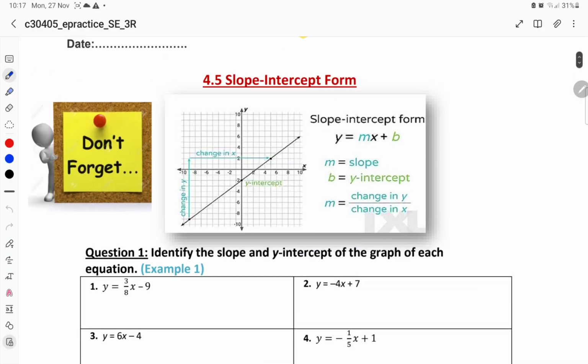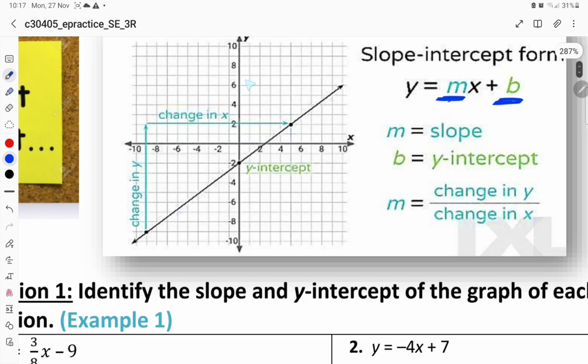4.5 slope-intercept form. Here you have y equals mx plus b. This is the slope-intercept form. What is m? This is the slope. What is b? This is the y-intercept. So, what does it mean, the y-intercept? It is the part that's cut from the y-axis.